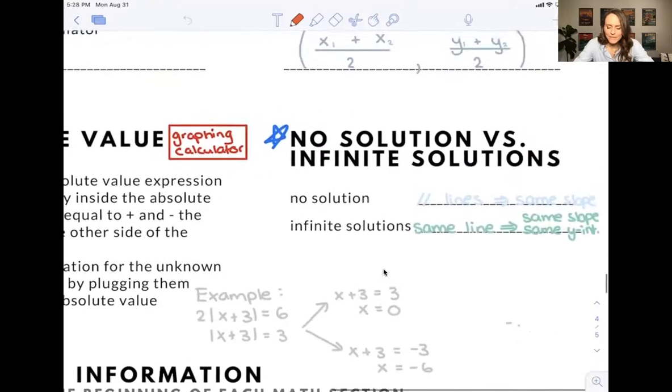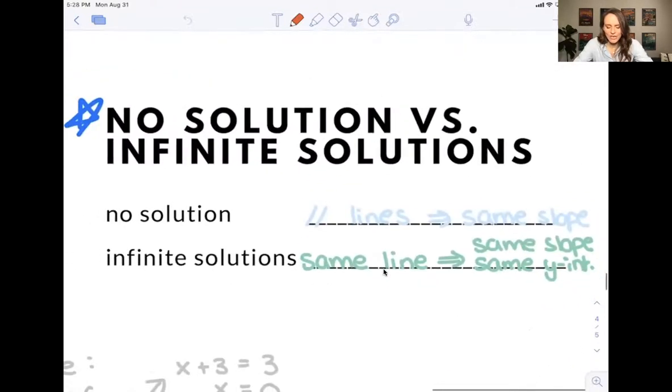An SAT favorite in recent years is no solutions versus infinite solutions. You are pretty much guaranteed to be tested on this concept on the SAT. I don't know if we're going to get into the nitty-gritty of this today or in the calculator section, we'll have to see. But this is pretty much a guaranteed advanced math question, so it's going to be classified as hard by the College Board on your SAT.